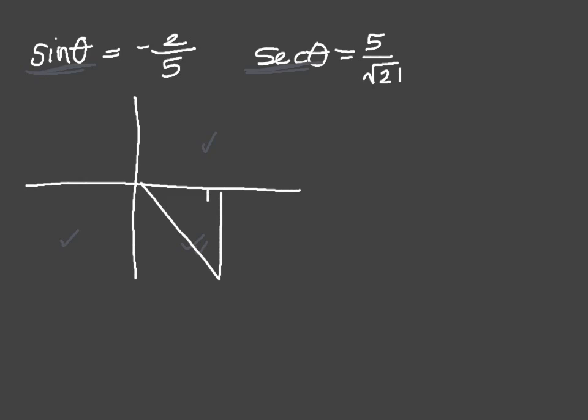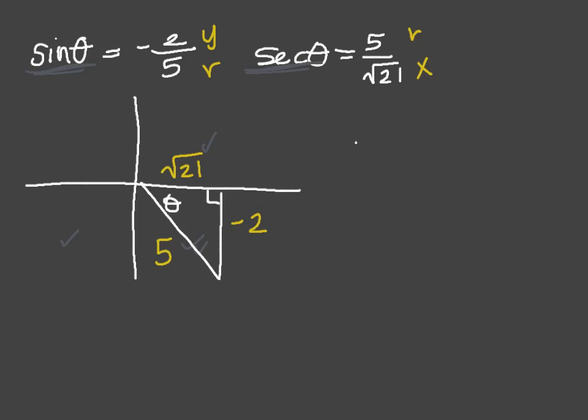Okay, so here's my right angle, here's my theta, and now I'm going to decide what all my sides are. So I know that sine of theta is y over r. So I know my y value is negative 2, I know my r is 5. And I know that secant, being the reciprocal of cosine, is r over x. Well, this makes sense because I already found that the r was 5, and the x value here is root 21. Now I can evaluate the rest of my trig functions.